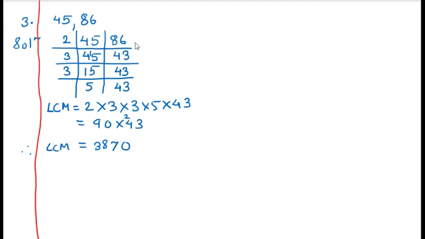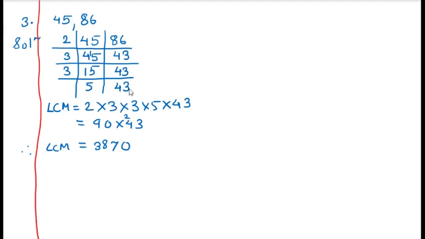It's very easy. What you have to do: first you have to check whether the two numbers are divisible by one common number or not. If they are divisible, you have to divide. If not, then you have to divide separately like this. 45 was not divisible by 2, 86 was divisible. So first you divided 86 and wrote 45 as it is. Then 43 was not divisible by 3, 45 was divisible, so you divided it. You got the answer 15 and wrote 43 as it is. Then 15 was divisible by 3, so you divided it. 3 5s are 15. 43 was not, so you wrote it as it is.